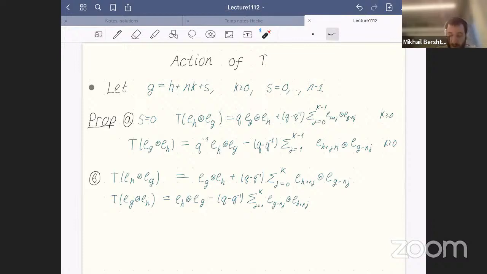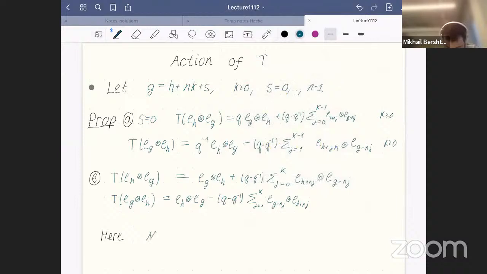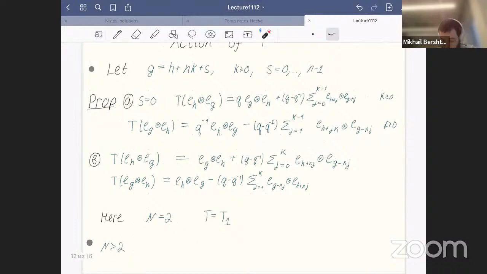So here we consider a case where we have only two factors. Let me write it here: the number of factors, capital n, is equal to 2, and in this case we have only one T, T1. But it is not important. For n greater than 2, the formulas will be similar, and I will explain it in a minute. But first, let me explain what's written here.